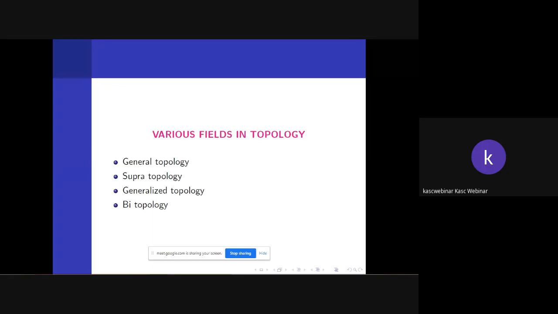First, general topology, which is the topology I described that should satisfy three conditions. This was introduced initially. Then, relaxation of the conditions gave rise to the following ones. The supra topology, introduced by Mashhour, considers the union condition alone; intersection is not considered. So it is a relaxation of the properties.